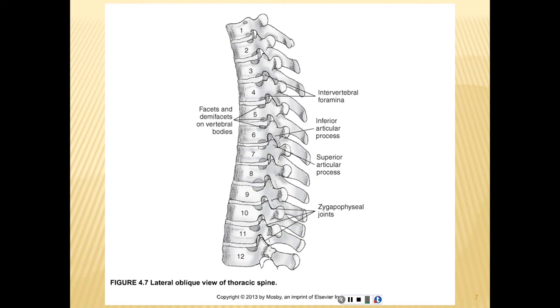Lateral oblique view of the thoracic spine. Page 176. You can get an excellent peek at the zygapophyseal joint. So this image right here should give you a great idea of where and how the zygapophyseal joints look and are arranged.